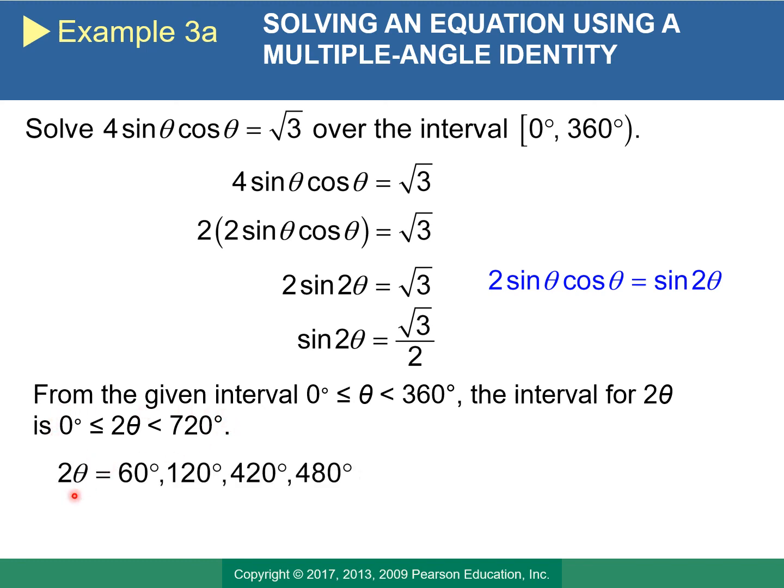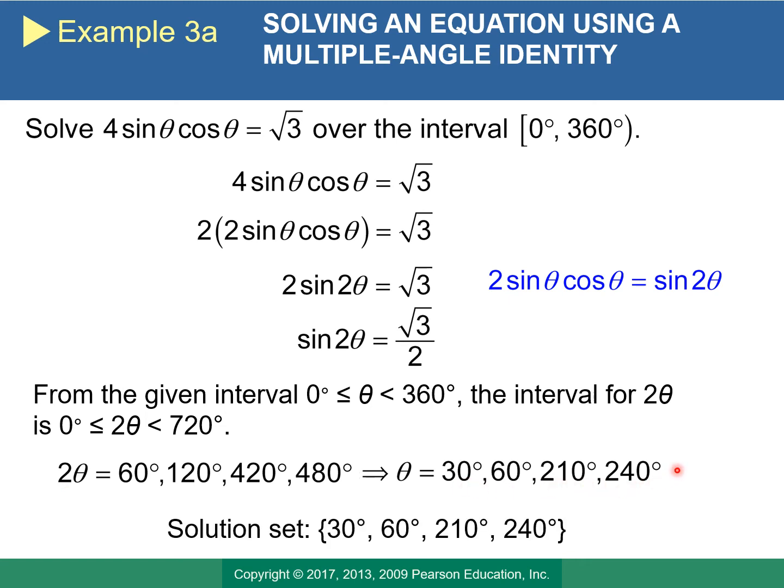Okay. Now 2 theta has to equal these 4 values because of this sine value. So on your unit circle, sine equals square root 3 over 2 at 60 and 120 degrees. But if you rotate around your unit circle one more time, on second rotation to get you up to 720, you have 420, which is coterminal to 60 degrees, and 480, which is coterminal to 120 degrees. And then from here, you're going to solve for theta. So just divide everything by 2, because it was 2 theta, and then you end up getting 30, 60, 210, and 240. And so that is your solution set.